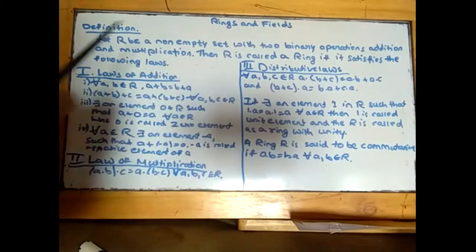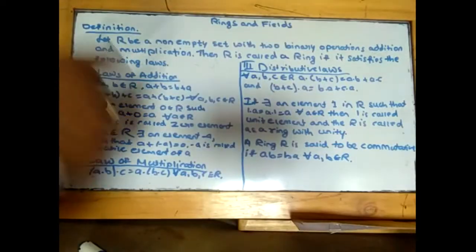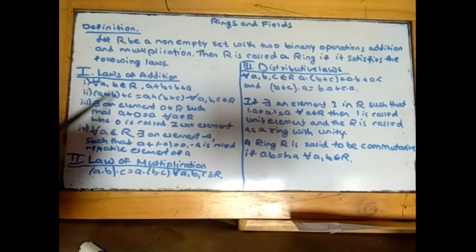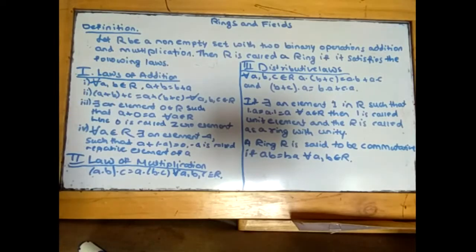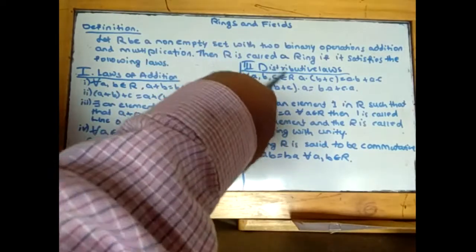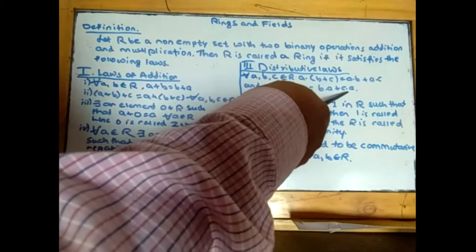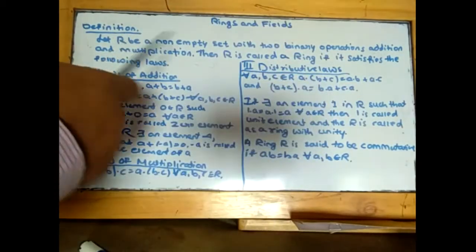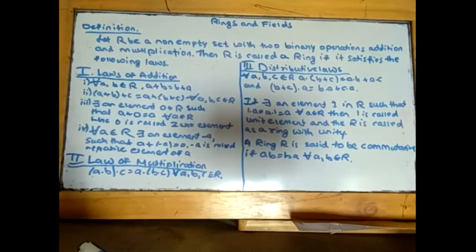So if any set R with two binary operations, addition and multiplication, satisfies all these laws, that is, under the laws of addition it should satisfy all these four laws, under the laws of multiplication it should satisfy this law, and it should also satisfy these two distributive laws, a left distributive law and a right distributive law, then it is called a ring.